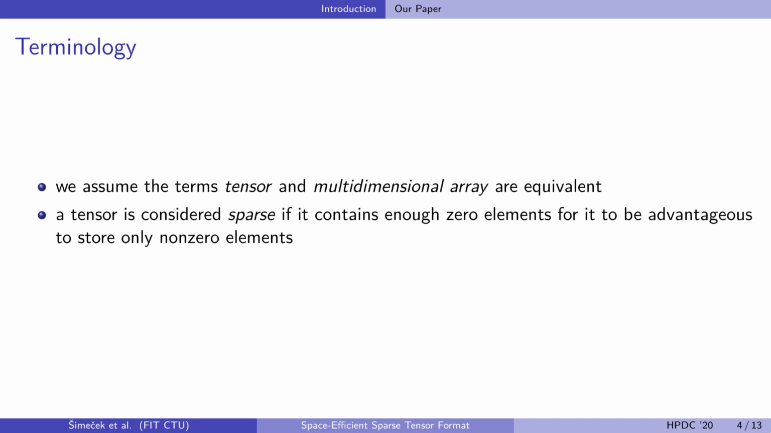When we refer to a tensor, we have in mind a multidimensional array which has at least 3 dimensions. When we refer to a sparse tensor, we have in mind a tensor which contains enough zero elements that it is advantageous for performance or storage reasons to only store the tensor's non-zero elements.